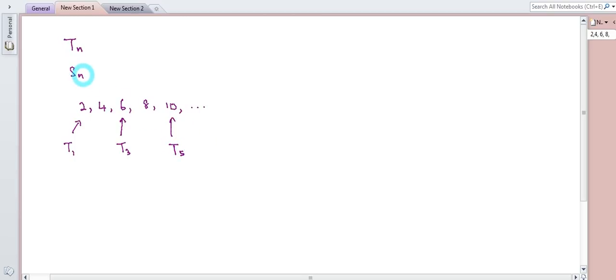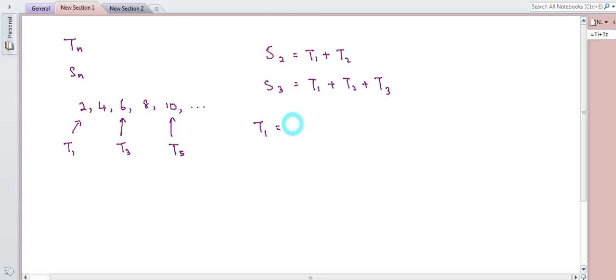So how about Sn? S3, let's say S2 is equal to T1 plus T2. Means that Sn is the sum of the first term to the n terms. So S2 is the sum of the first term to the second term. S3, the sum of the first term to the third term, T3, and so on. So here we have a few concepts that you need to know, so it will be easier for you to solve the questions.